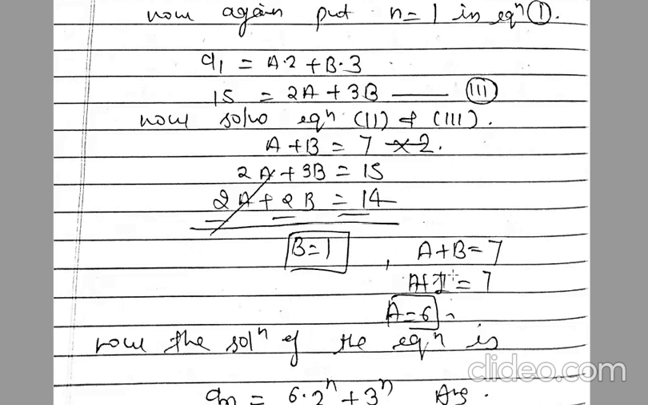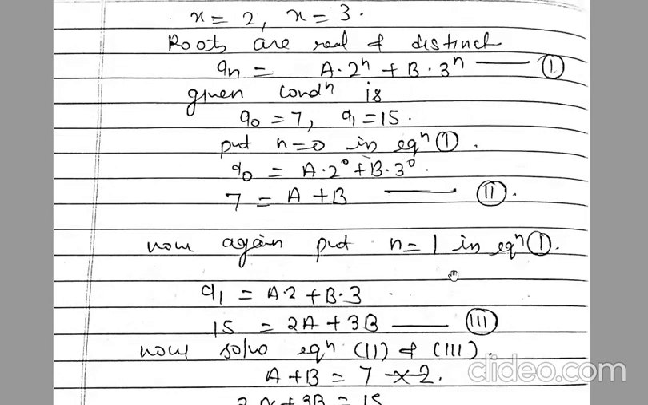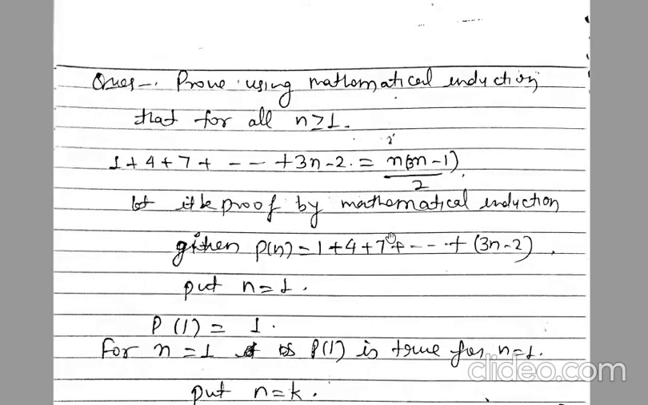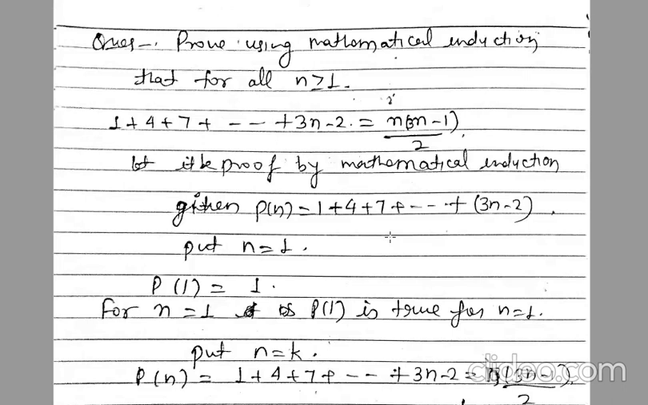Now put the value of a and b in equation 1. So that equation will be your required solution. So we have a_n is equal to 6 into 2 to the power n plus 3 to the power n, right?